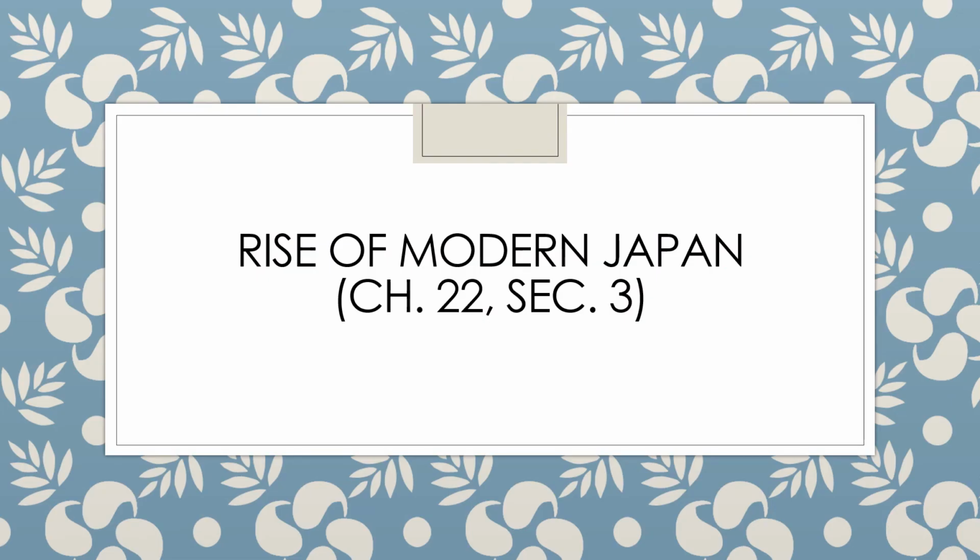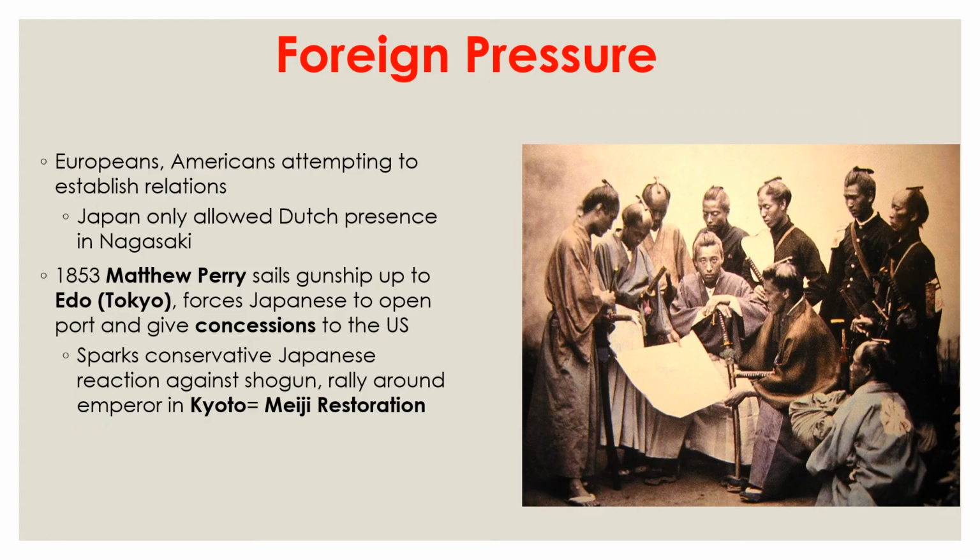Now let's talk a little bit about the rise of modern Japan, because this is a little different approach than we saw happen in China. Europeans, Americans, all attempt to establish relations with Japan by the middle of the 19th century. Before that, Japan had only allowed the Dutch to have any kind of trade presence, and that was in one place, Nagasaki, Japan. But in 1853, a United States naval officer named Matthew Perry sailed a gunship up into Edo Bay, Tokyo, and forced the Japanese to open the port and give economic concessions to the United States.